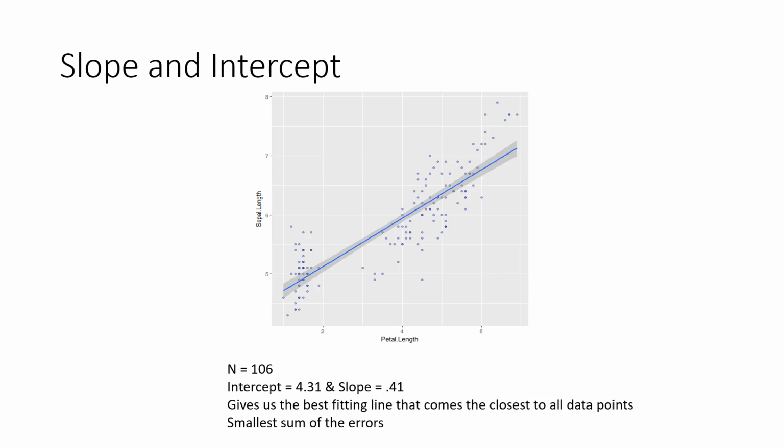So given that we have slope and intercept for 106 records, now we can build our formula. This is going to give us our smallest sum of errors, but it's also going to give us our predictive measures.